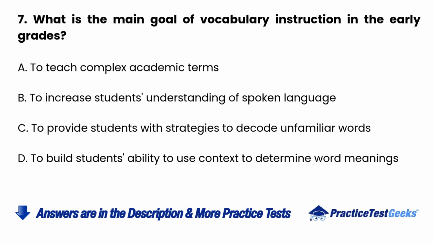7. What is the main goal of vocabulary instruction in the early grades? A. To teach complex academic terms. B. To increase students' understanding of spoken language. C. To provide students with strategies to decode unfamiliar words. D. To build students' ability to use context to determine word meanings.